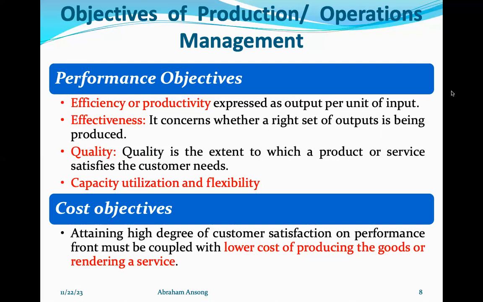So this concerns whether a right set of output is being produced. So efficiency is about ensuring that we don't waste resources. Effectiveness is about ensuring that we are actually producing the right type of products. Okay, it's very, very important to have both.